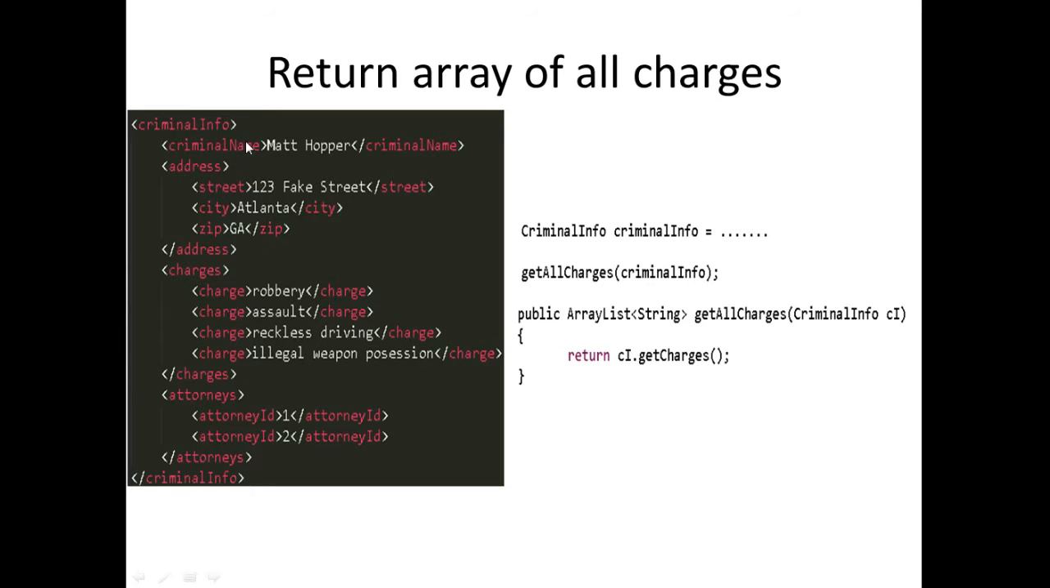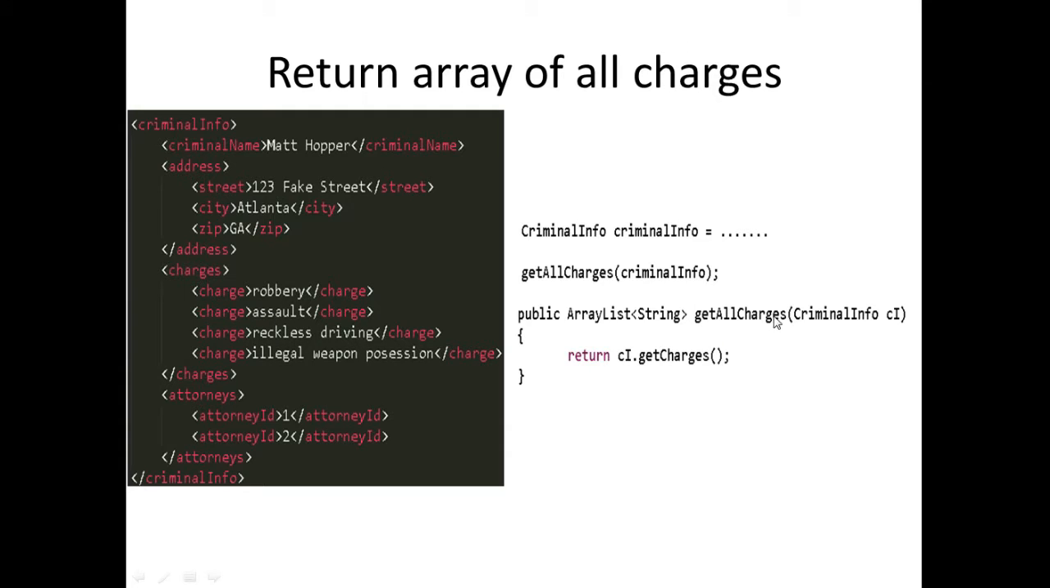So what I've done here was I created a criminal info object here, and I created a method called getAllCharges. Now this getAllCharges is going to have a return type of ArrayList<String>. The reason why we have that is because inside of charges we have pretty much an array list. So if you have charges here and then you have multiple charge elements, then all these are going to be elements inside this charges array list.